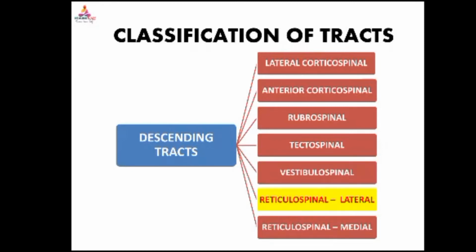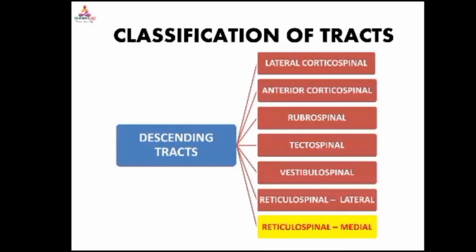Next is the lateral reticulospinal tract. It's located in the lateral white column, originates from the reticular formation in the midbrain, pons, and medulla, and terminates at the anterior horn cell of the spinal cord. Function is mainly responsible for facilitatory influence on the motor neuron to the skeletal muscles.